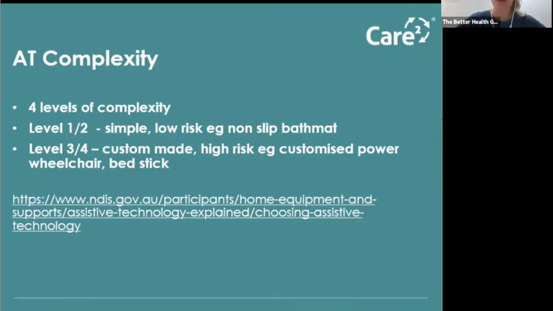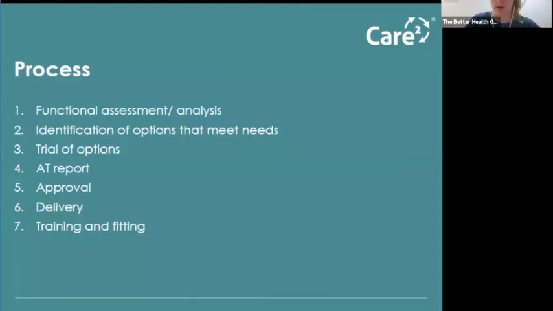Level 4 is where you get to very high risk or fully custom made or very expensive items. Things like a customized power wheelchair that's $15,000 to $20,000 will sit into here, and high level alternating air pressure mattresses and things like that. And then the processes vary accordingly. What I would recommend is that the NDIS updates things on AT all the time. You would know this already, but I would jump on the website anytime you're unsure. Things do change, and we've had some changes recently with COVID as well.